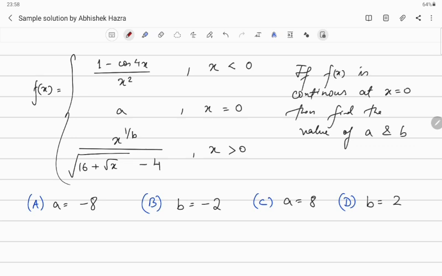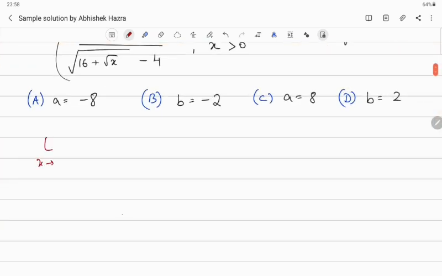Obviously this is a multiple correct choice type. More than one correct option will be there. So let's go with the first thing: if this function is continuous at x equals 0, it means that definitely the left hand limit for this function will be equal to this value a, and the same value will be equal to this right hand limit. So let's check it out for this part.